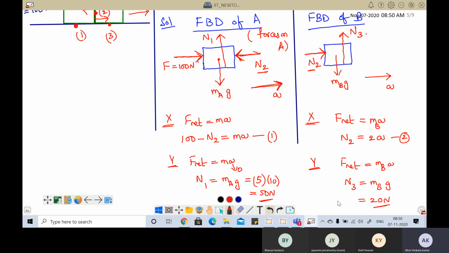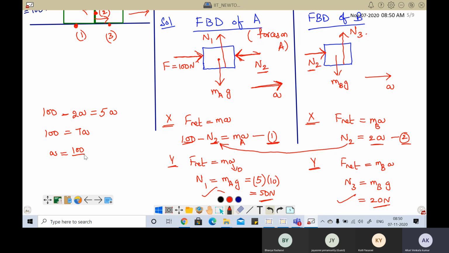So N3 we got, N1 we got. Now we have to get only N2. For that we have two equations, 1 and 2. So what we'll do is substitute N2 here. Then you will get 100 minus N2, which is 2a, equal to m_A a, the mass of A, which is 5. So 100 is equal to 5a plus 2a, 7a. So a is equal to 100 by 7 meters per second squared.